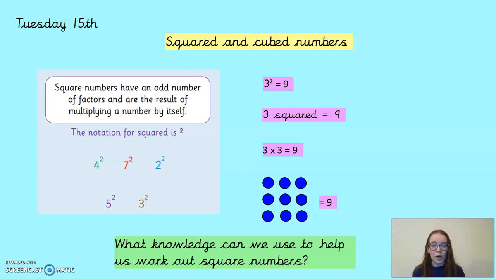Now the way this is going to work is I'm going to take you through a bit of a reminder on what squared numbers are and give you some activities to do, and then we're going to come back and do exactly the same for cubed numbers.